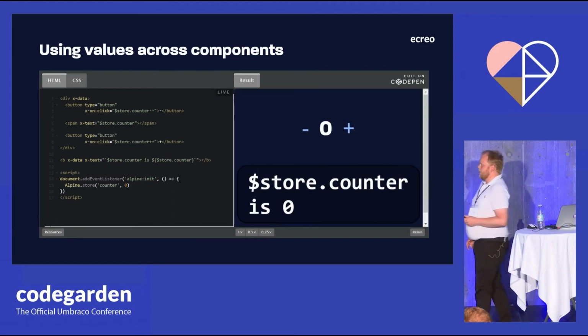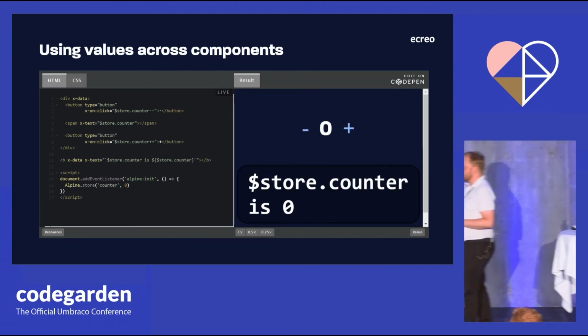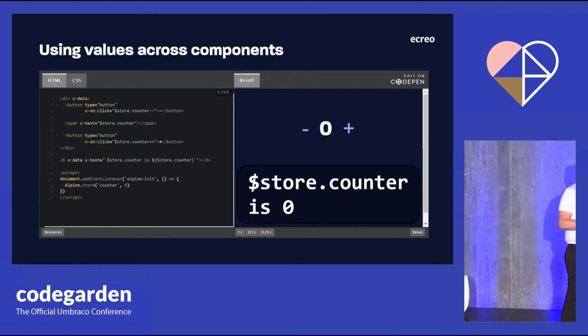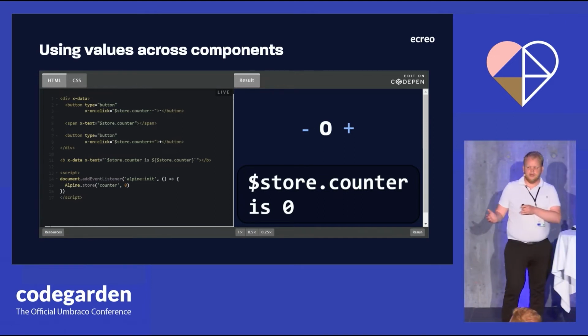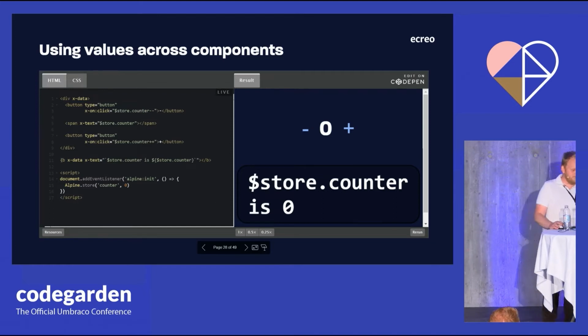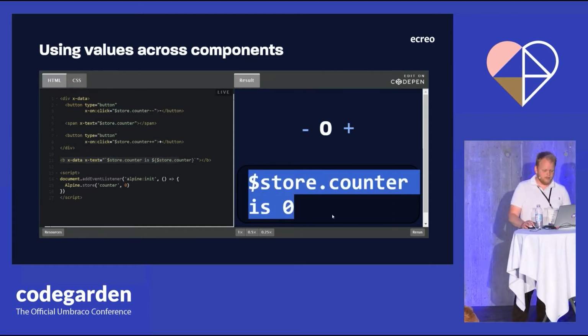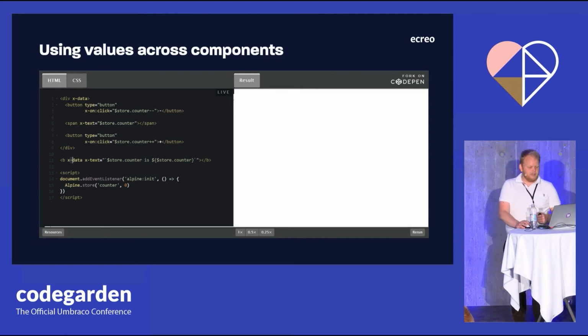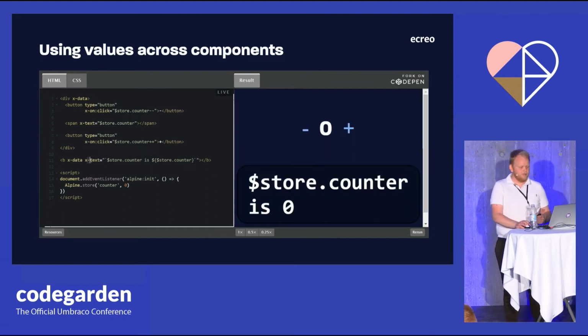But next, Alpine also comes with state management built in, so I can add a store for this if I need other parts of my page to know what the counter is at. So in this example, I have this part down here. I have another component where it actually doesn't have any data, but it just shows some text taken from the store down here.